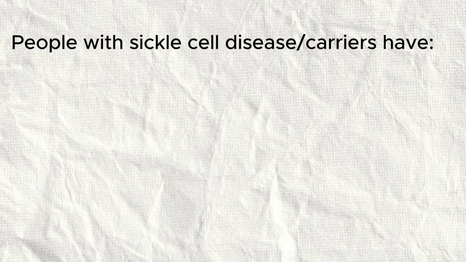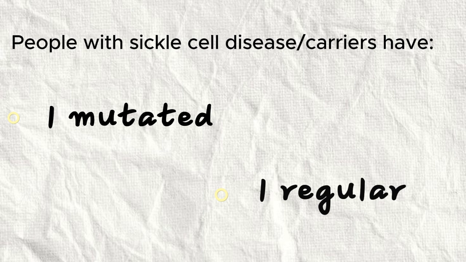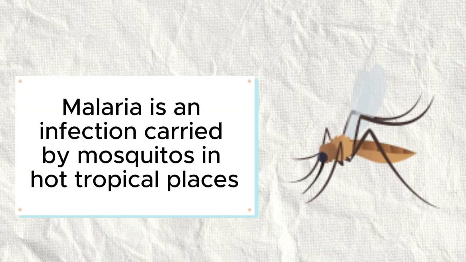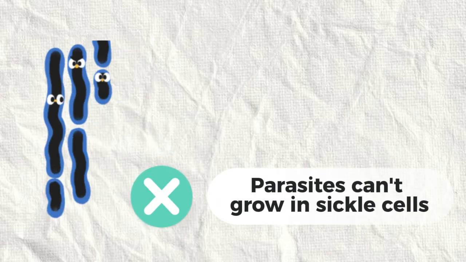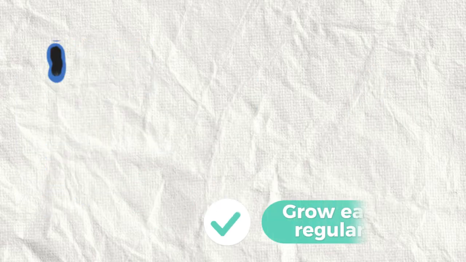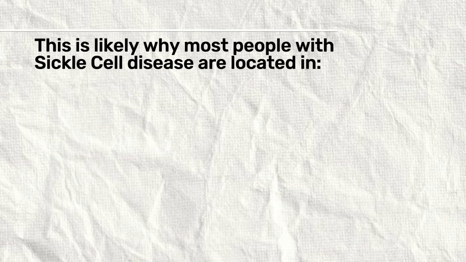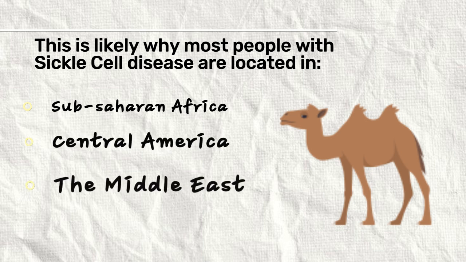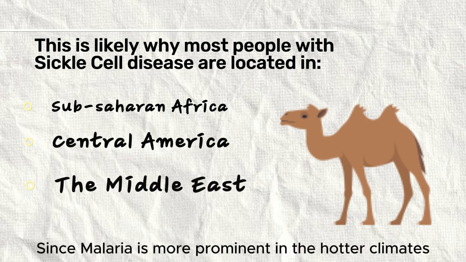But it's not all gray skies and rainy days in sickle cell land. People with sickle cell disease, or carriers of it, so they have one mutated and one regular allele, actually have a defense against malaria, an infection carried by mosquitoes in hot tropical places. The parasites carried by vectors cannot grow in sickled cells, but grow easily in regular cells. This is likely why most people with the disease are actually in sub-Saharan Africa, Central America, or the Middle East, as malaria is common in those warmer climates.